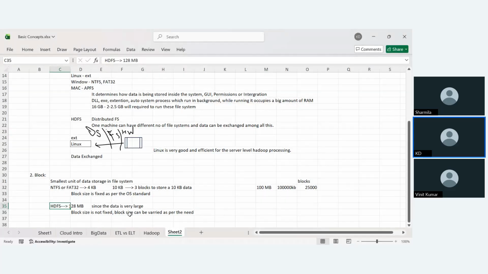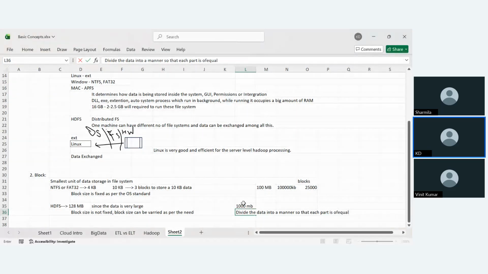Now, let's say you have 1000 MB of data. What Hadoop does is it divides the data, whenever data processing or data transfer is required, in a manner so that each part is of equal size. This is the limitation. If HDFS finds that the blocks are of equal size, then only it will process them further. Otherwise, it will not process them further, right?